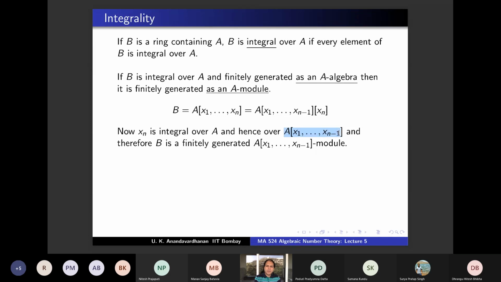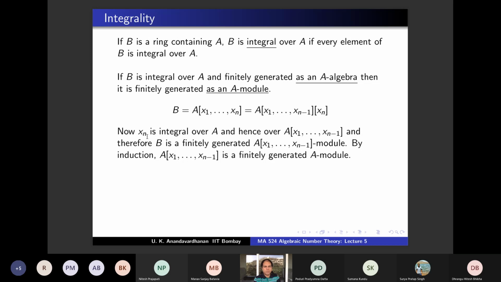So this is the bigger ring and there is just one element which is integral over this. Therefore, this ring is finitely generated as a module over A bracket x1 etc. xn minus 1. So B is finitely generated as an A bracket x1 etc. xn minus 1 module. Now you can do this by induction. By induction up to n minus 1, A bracket x1, x2, etc., xn minus 1 you can assume is a finitely generated A module. Why? Because it's a finitely generated A algebra, and by the induction hypothesis, the result is true. So it is a finitely generated A module.